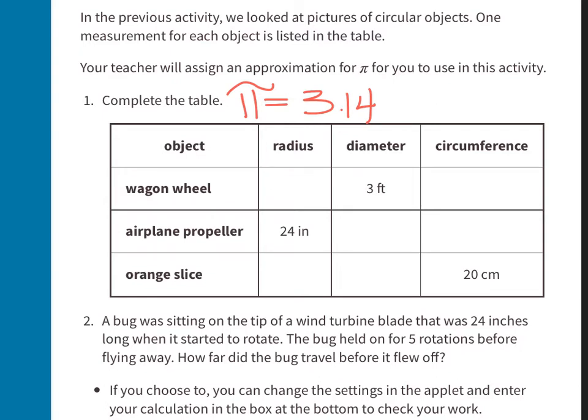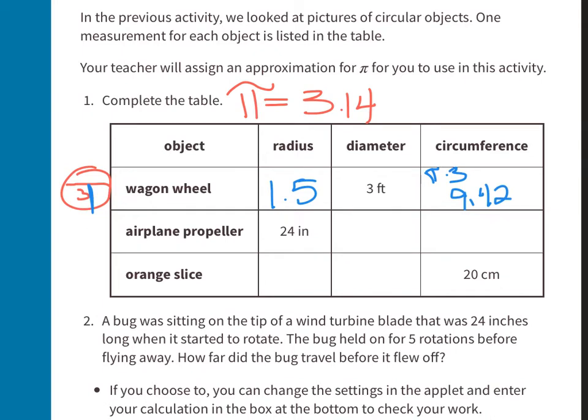Okay, so on the wagon wheel, my diameter, so if I draw a picture, my diameter is all the way across, 3. Well, I just need to find the radius. So I'm going to divide by 2, or cut it in half. So 3 divided by 2 is 1.5. To find the circumference, we're just going to go pi times diameter, which is 3. So in my calculator, I'm just going to do 3.14 times 3. I get 9.42.